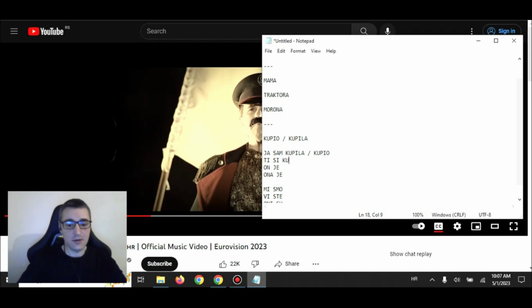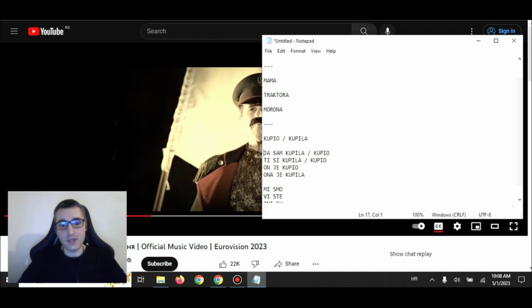Then ti si kupila in case you are a woman. In case you are a man, ti si kupio. On he bought, on je kupio, and she bought, ona je kupila. Then we have li, le, mi smo kupili, mi smo kupile. So this is so-called množina, plural.